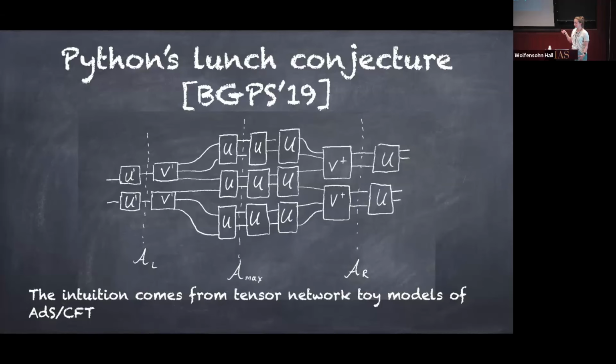We then have some isometric tensors, again efficient to implement. You just add in some ancillas in the 0 state and apply local quantum gates. Another row of unitary gates, again clearly efficient to implement. And then we get to the interesting bit. We get to these inverse isometries.